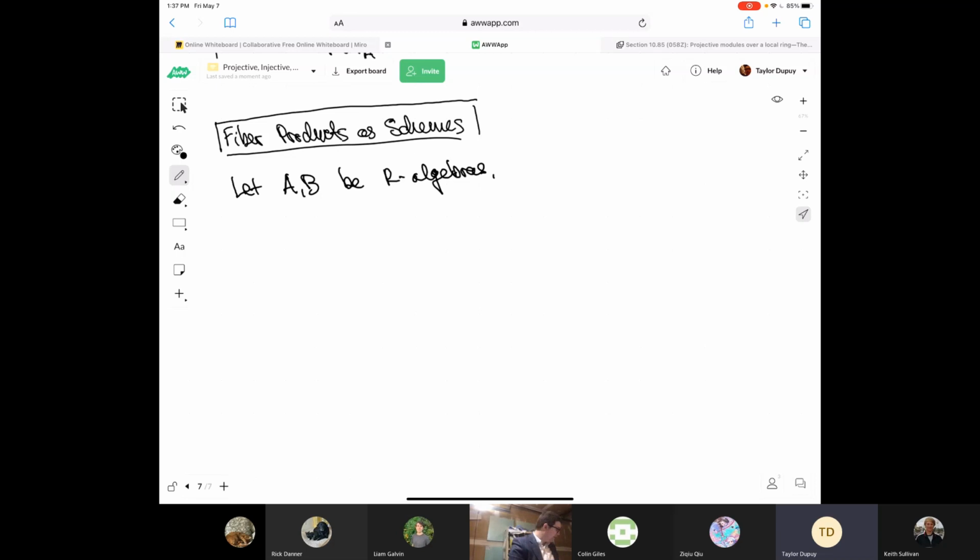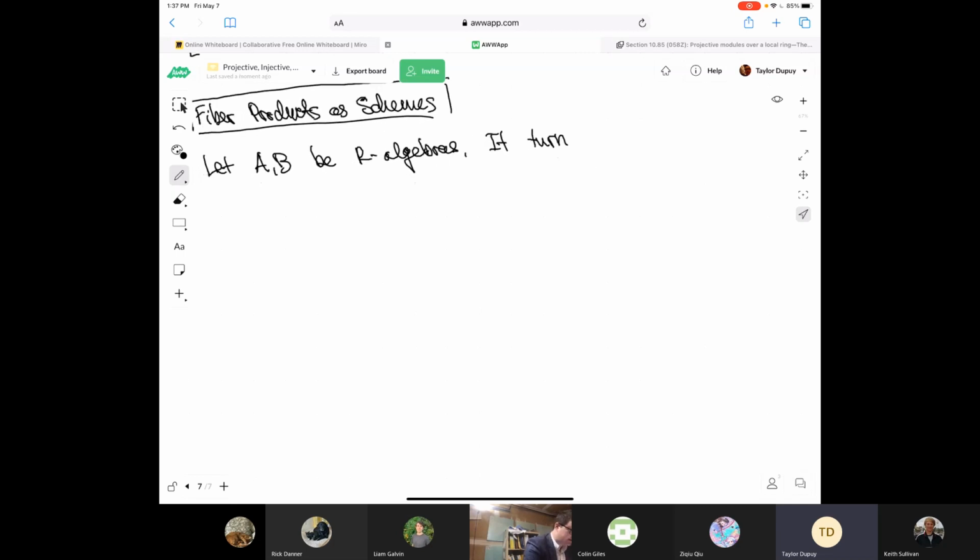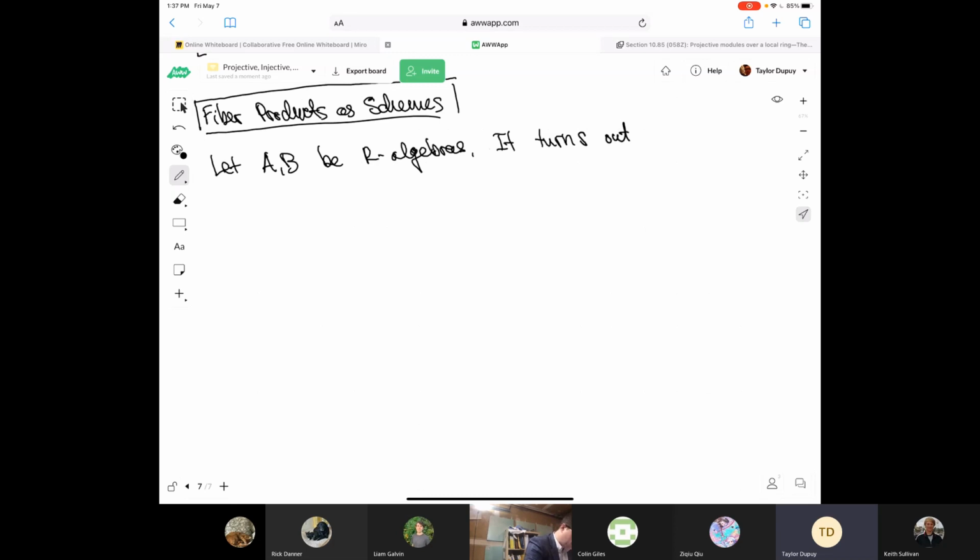Okay, so it turns out that we can take the tensor product of two rings. They're both R modules, but it turns out that A tensor B over R has a ring structure. It's actually the structure of an R module, an R algebra.